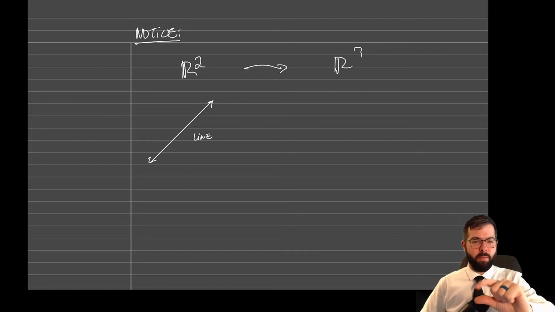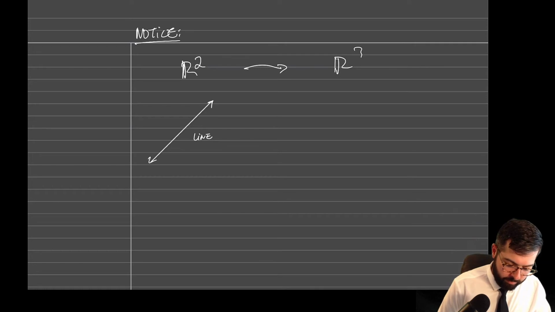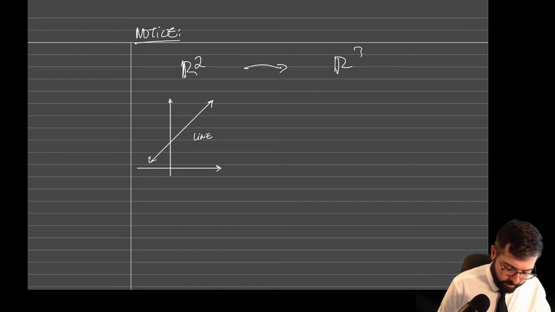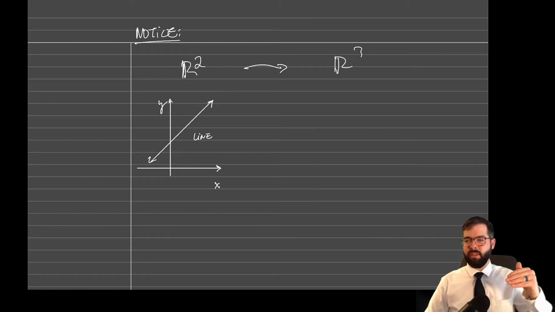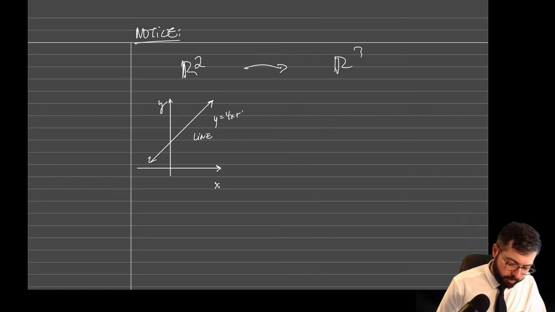So moving from R2 to R3, what happens when we add height to each of these things? I took a line from R2. Here are my axes. So some line L. What does this look like if I let the z variable vary? If this was y equals 4x plus 1, how does this look in R3?